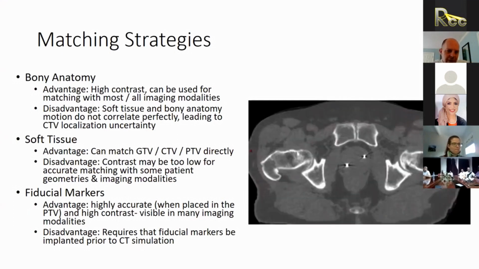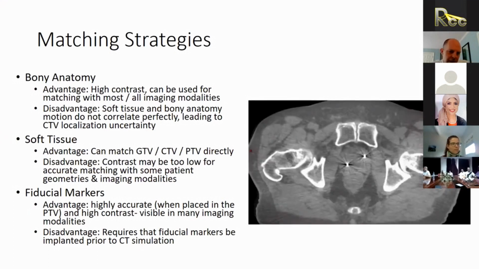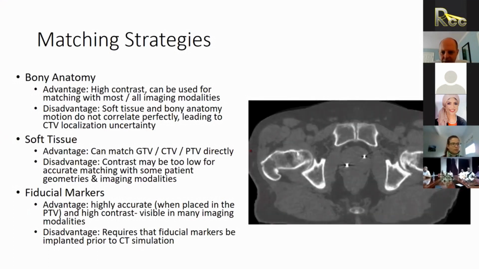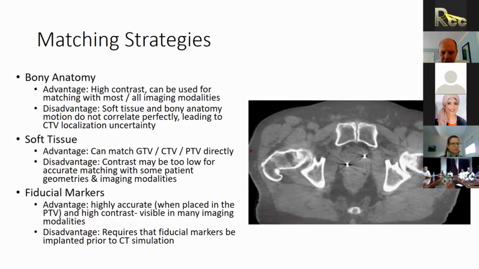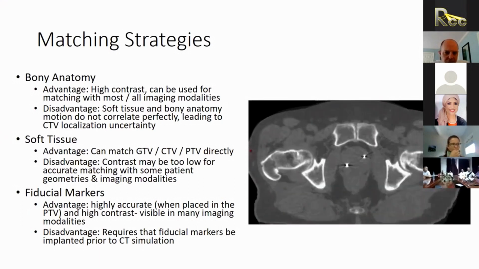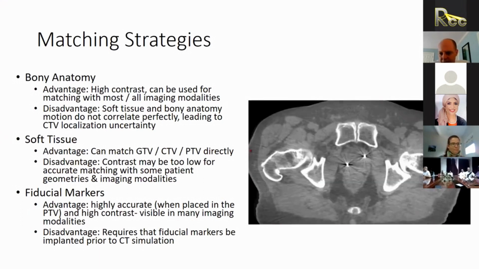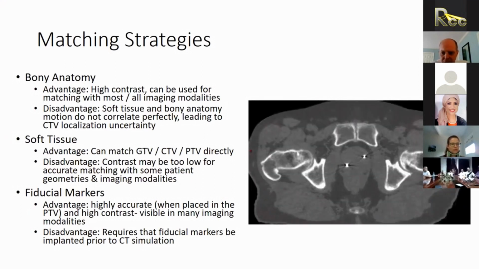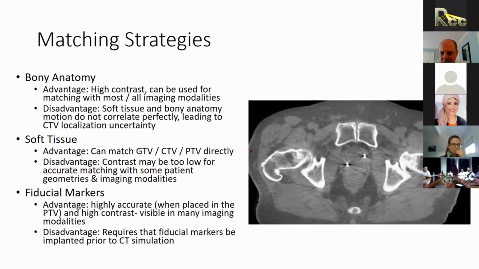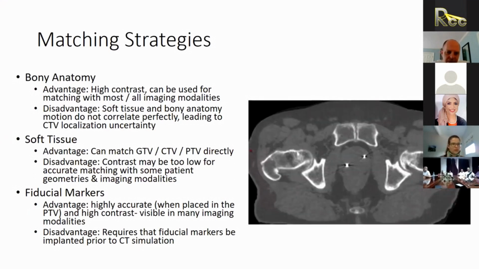The second method, soft tissue: one great advantage is that you can match the GTV, CTV, PTV directly. One disadvantage is that the contrast may be too low for accurate matching with some patient geometries and imaging modalities. So for instance, if you're just using soft tissue but you can't see the soft tissue, you're going to add some uncertainty, because if the contrast is not high enough to see it on your image, it may be impossible to do for some situations.